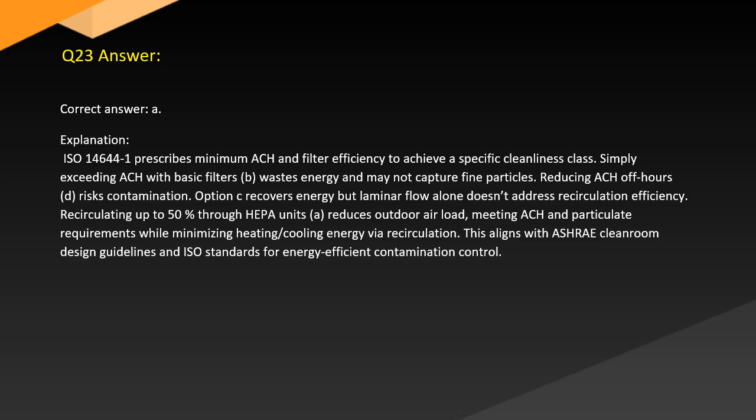ISO 14644-1 prescribes minimum air changes and filter efficiency to achieve a specific cleanliness class. Simply exceeding it with basic filters, B, wastes energy and may not capture fine particles. D risks contamination in its off hours. Option C recovers energy, but laminar flow alone doesn't address recirculation efficiency. Recirculating up to 50% through HEPA units, A, reduces outdoor air load, meeting its air change and particulate requirements while minimizing heating and cooling energy via recirculation. This aligns with ASHRAE cleanroom design guidelines and ISO standards for energy-efficient contamination control.